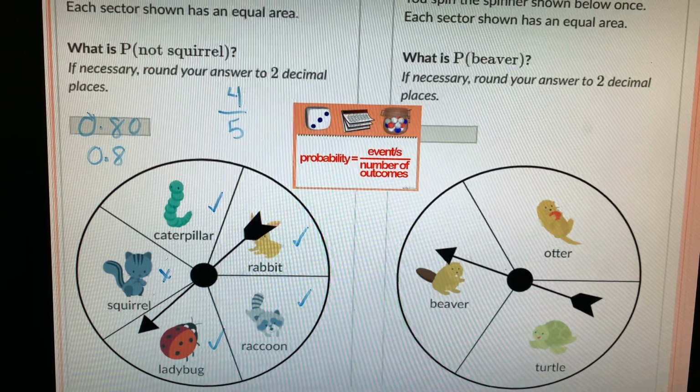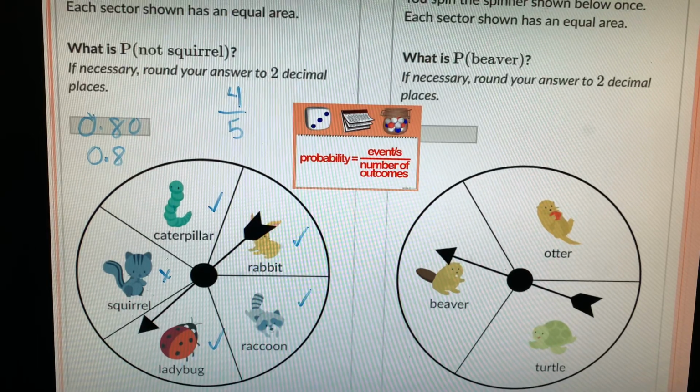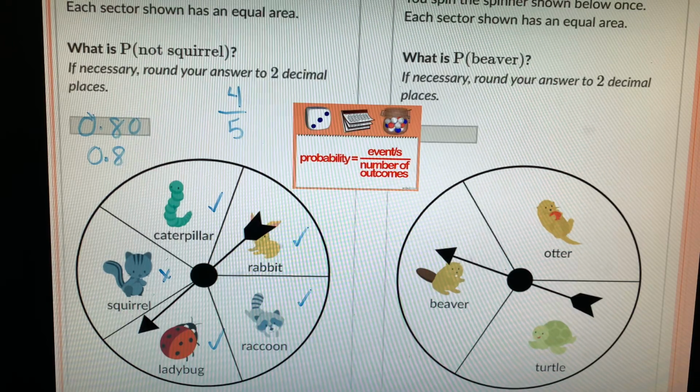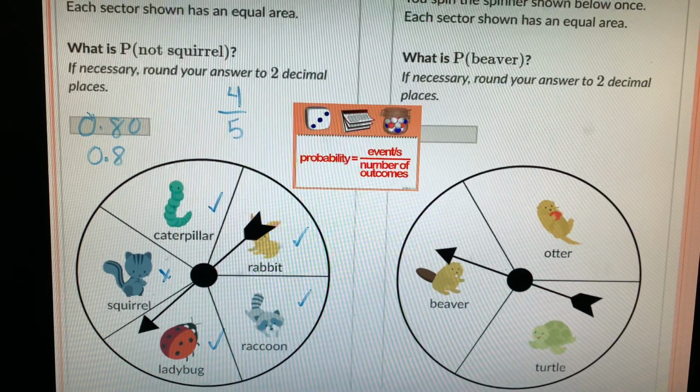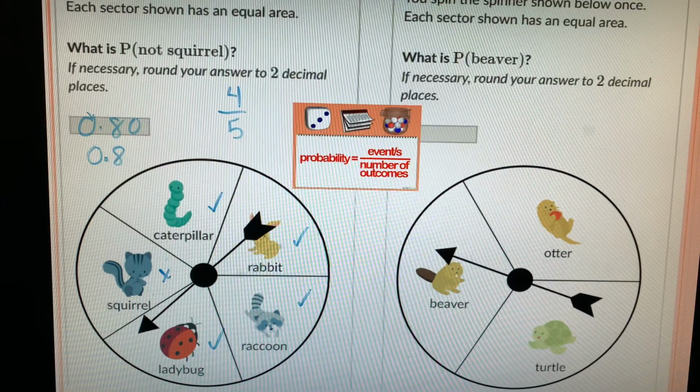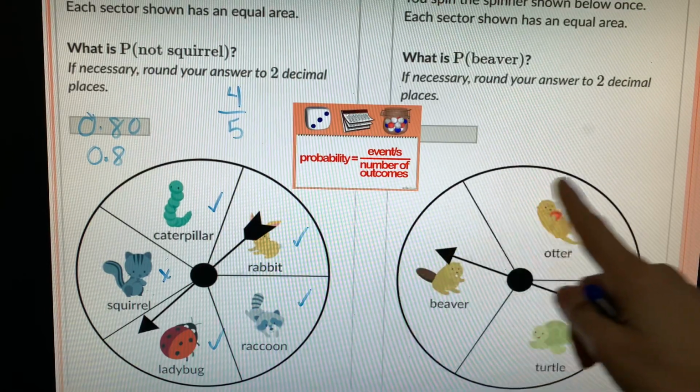Now, what is this as a percent? We're going to talk about that also later on in life. What is that as a percent? Remember that for the percent, all I have to do is just move that decimal 2 places to the right and add my percent sign. Okay, let's take a look at example number 2.